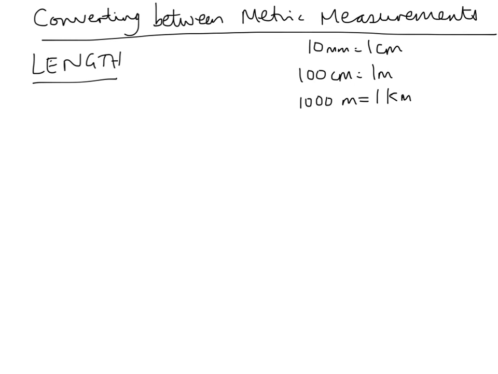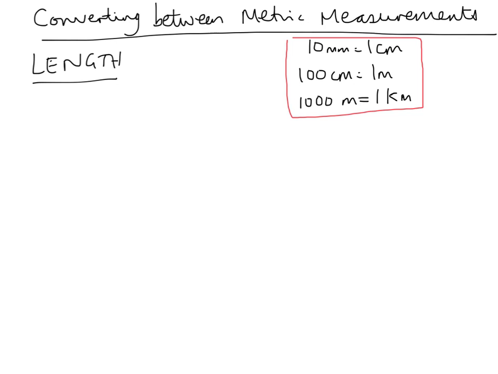Okay, so welcome to this video about converting between metric measurements. We're going to start off with length because that's the easiest thing to look at. It's all going to rely on us knowing these facts here. 10 millimetres is the same as a centimetre, 100 centimetres is the same as a metre, and 1,000 metres is the same as a kilometre. Now they're all facts that we should know.